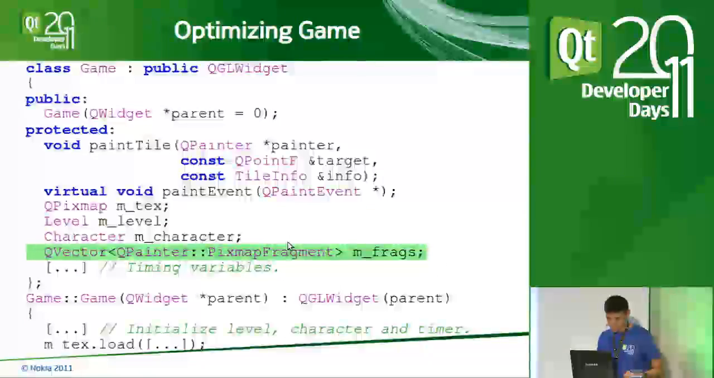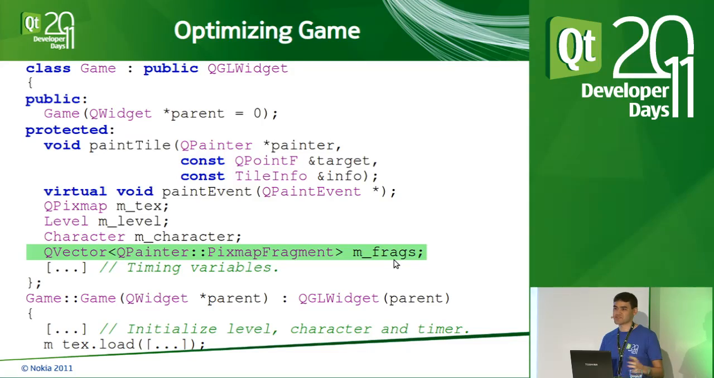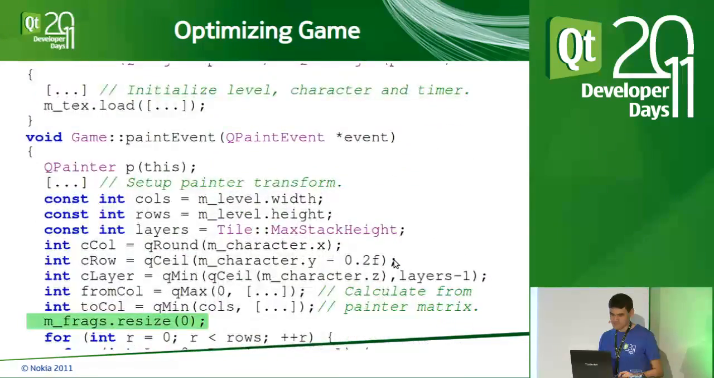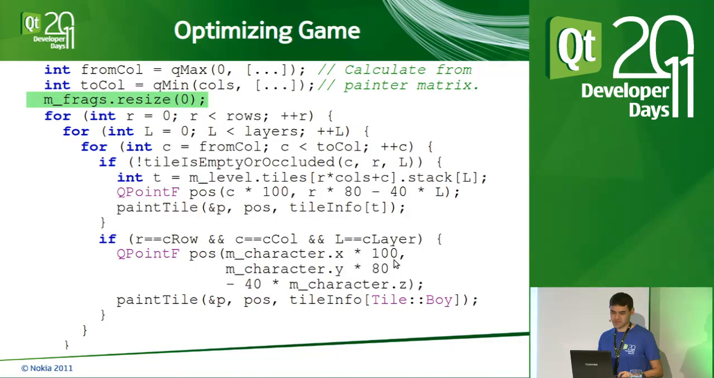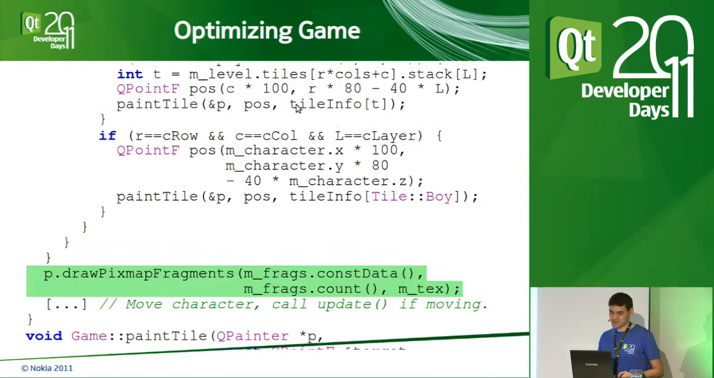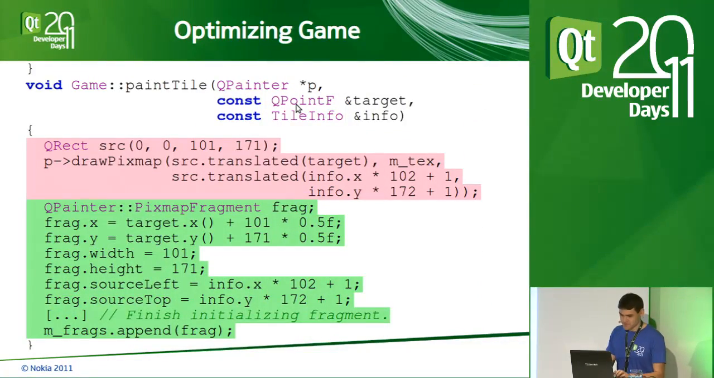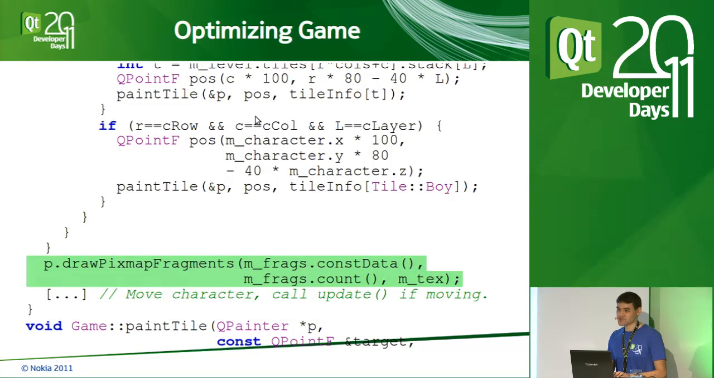So first we define a vector to collect all the pixmap fragments. And then in the paint event, we resize it to 0. And then we call all the paint tile function. And instead of actually drawing the pixmap in the paint tile function, we just add it to the list of pixmap fragments. And after collecting all the fragments, we just call draw pixmap fragments. This doesn't always help performance, but we'll see if it helps this time.